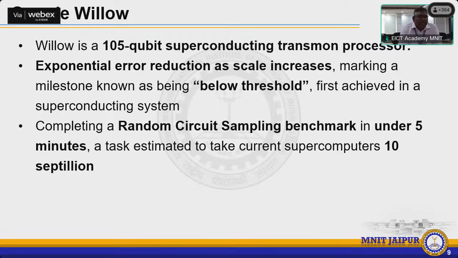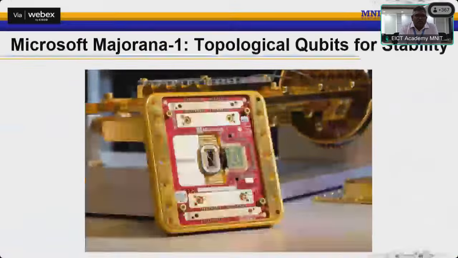It marks a milestone known as below threshold. It is first achieved by a superconducting system. So when they used the random circuit sampling benchmark, a task which would take about 10 septillion years, that is 10 power 25 years, so many years, was done in less than 5 minutes. So this was tested, and that is where you can see that the error reduction was below threshold. So the lowest threshold was achieved on the error reduction. That is where Google Willow is popular, though it is not 165 qubits, only 105 qubits.